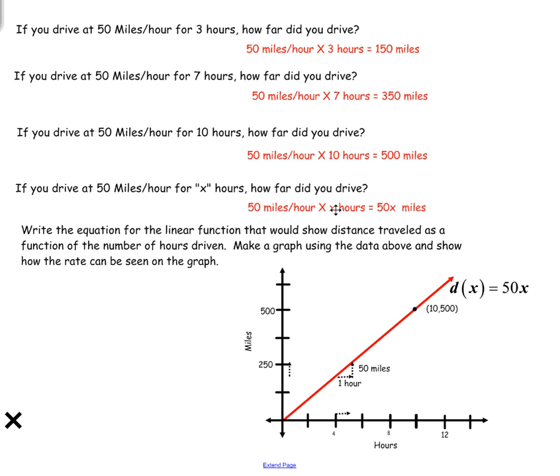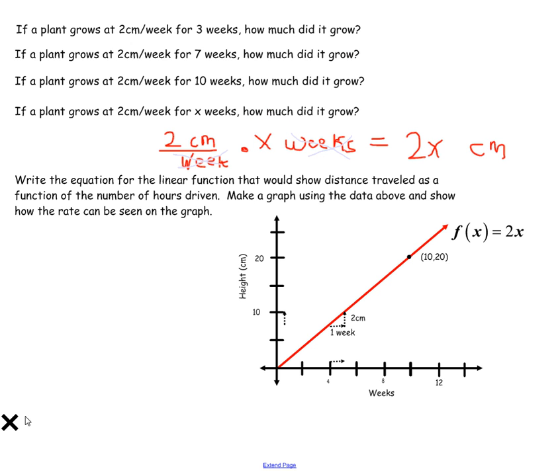Generalizing, if we let x be the variable amount of hours, we can create an equation, d of x, distance of x, is 50 miles per hour times x number of hours, and that'll give me a d in miles. So the three different components that we have here: the rate, 50 miles per hour, the slope of the line, 50, and the equation, 50 times x, all components of a linear function.